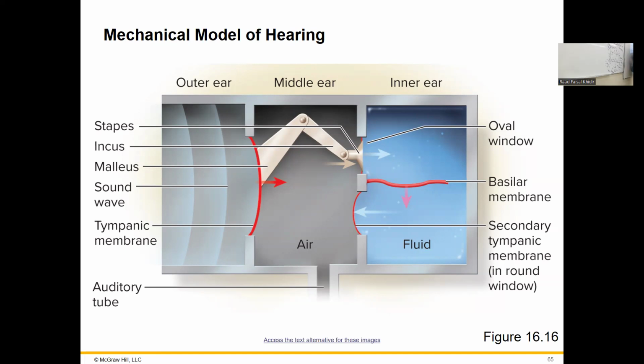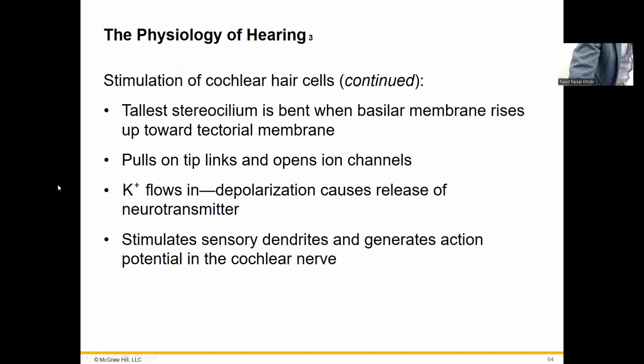What is the electrolyte that is filling this fluid? Potassium. The tallest stereocilium is bent when the basilar membrane rises up toward the tectorial membrane. It pulls on the tip links and opens the ion channels, and potassium flows in.